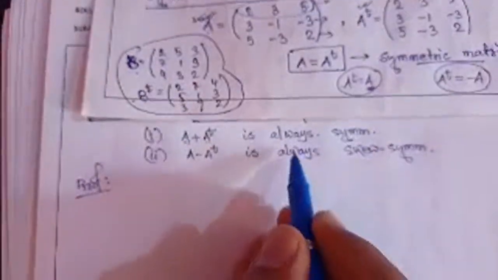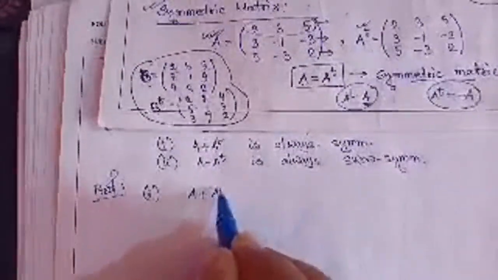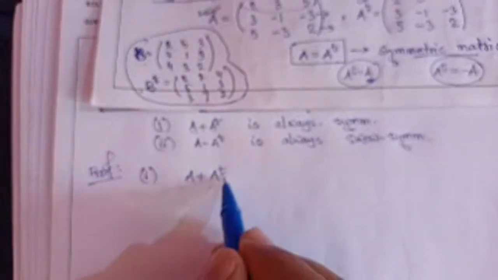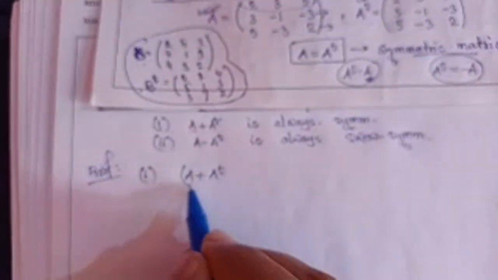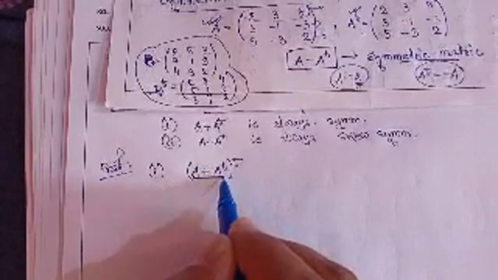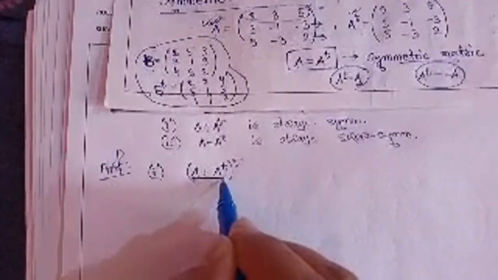Now we are going to prove A plus A transpose is a symmetric matrix. So how to prove? Suppose A plus A transpose is itself a matrix; we are going to show whether it is symmetric or skew symmetric. If we take this as a single matrix and after taking the transpose we get back this matrix again, then we can say it is symmetric. If we get back this matrix again, then we will say it is a symmetric matrix.